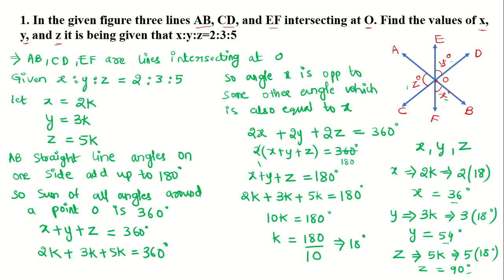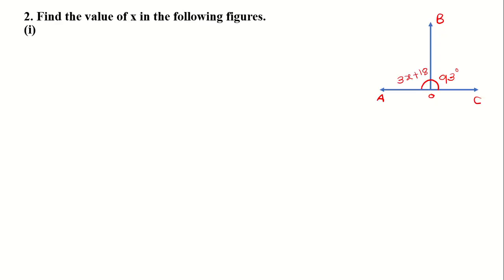So, this question 1 in your exercise 4.2 follows the topic of vertically opposite angles. To understand what vertically opposite angles are, you can check out my previous video in which I explained the whole topic clearly, right? Now, let's see the second question in your exercise. It is given: find the value of x from the following figure. So, here a figure is given. From this figure, we are required to find the value of x.